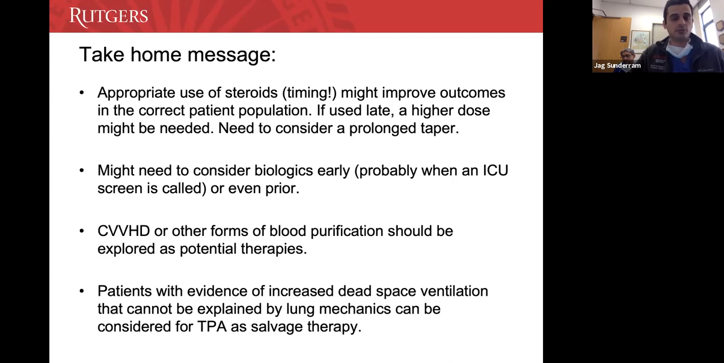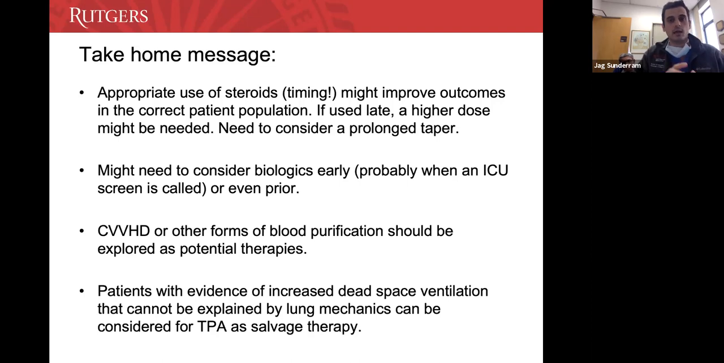So the take-home message from this talk is that appropriate use and timing of steroids might improve outcomes in the correct patient population. If you're using it for patients who are in cytokine storm, you should probably use it as early as possible. If used late, based on the data that we have from patients with H1N1 that went into HLH, we might need to use a higher dose. And probably, if you can, use tocilizumab also as early as possible.